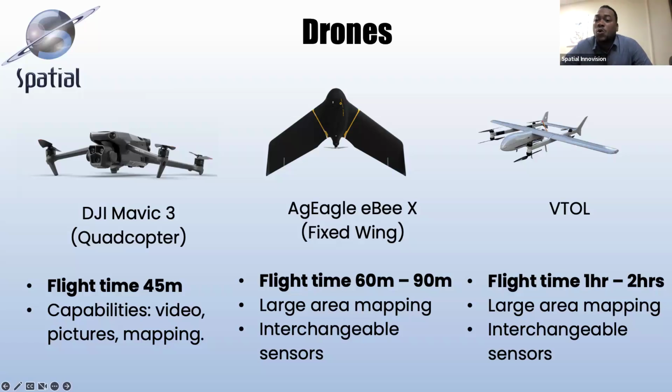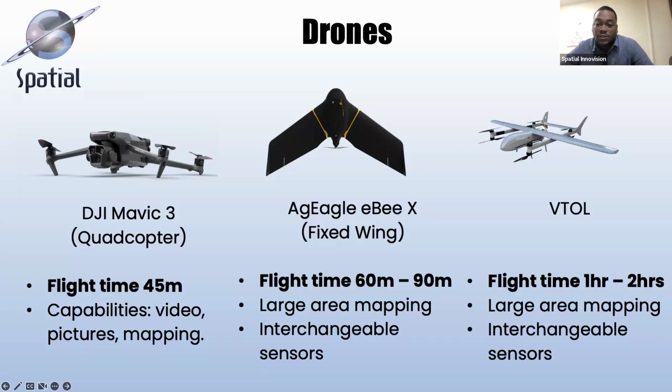Quadcopters are used in more challenging environments, as you don't need much space for takeoff and landing. The fixed-wing drones, such as the AgEagle EBX, will give a flight time of 60 minutes using the standard battery, but with an endurance battery, you will get up to 90 minutes, which is 1.5 hours.